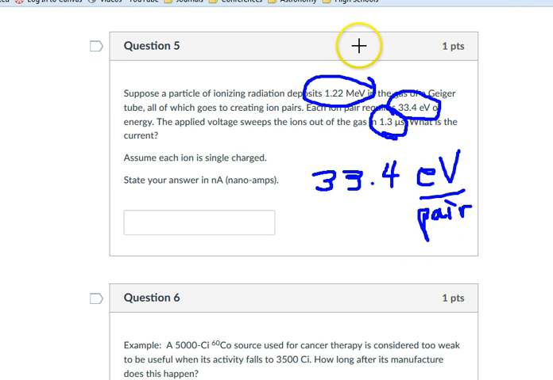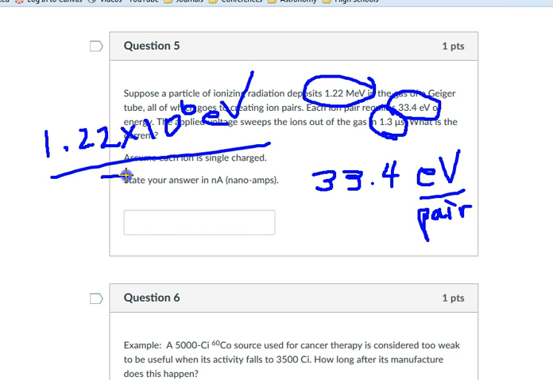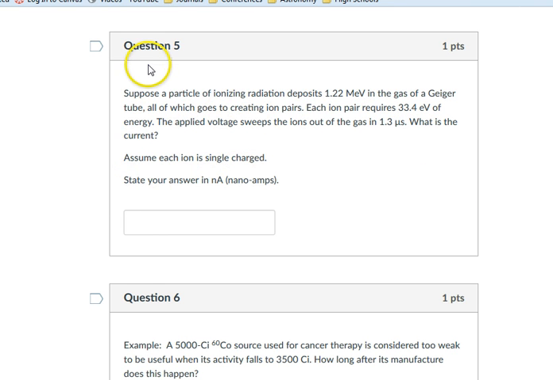Well, if we take 1.22 times 10 to the 6th eV, and we divide it by the 33.4 eV per pair, that's going to end up being the number of pairs, right? So now we know how many pairs we have. Once we know how many pairs we have, what do we do? Well, each pair has a charge that goes with it that's equal to the charge on the electron.